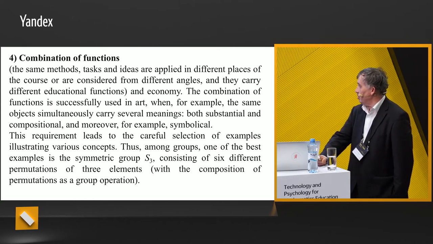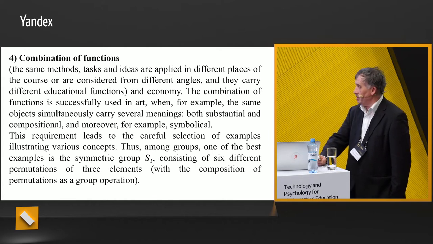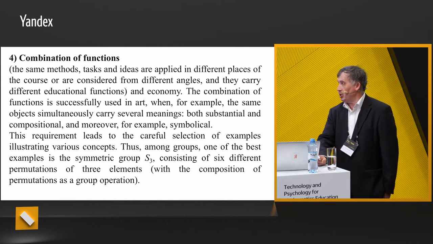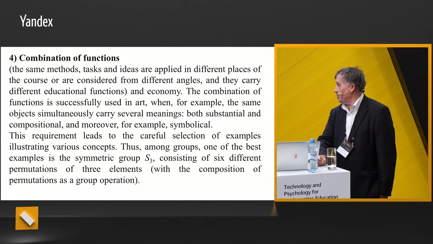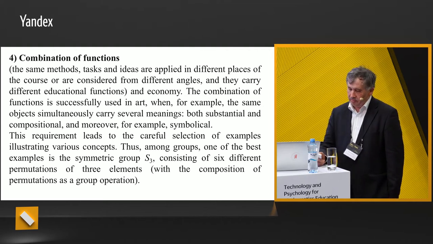Thus, among groups, one of the best examples is the symmetric group S3, consisting of six different permutations of three elements, with the composition of permutations as a group operation.